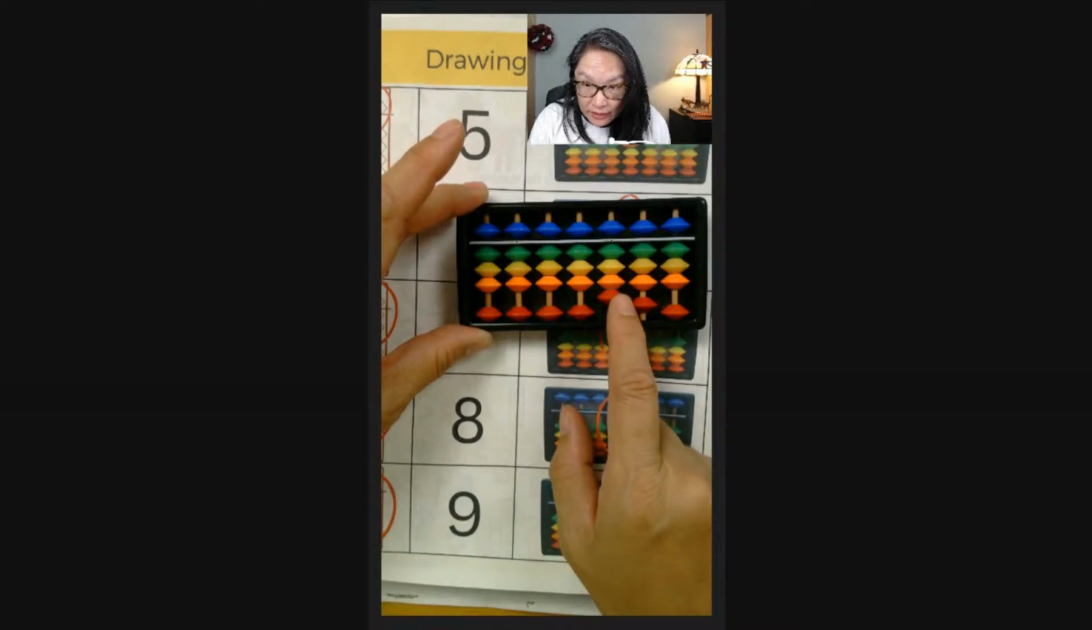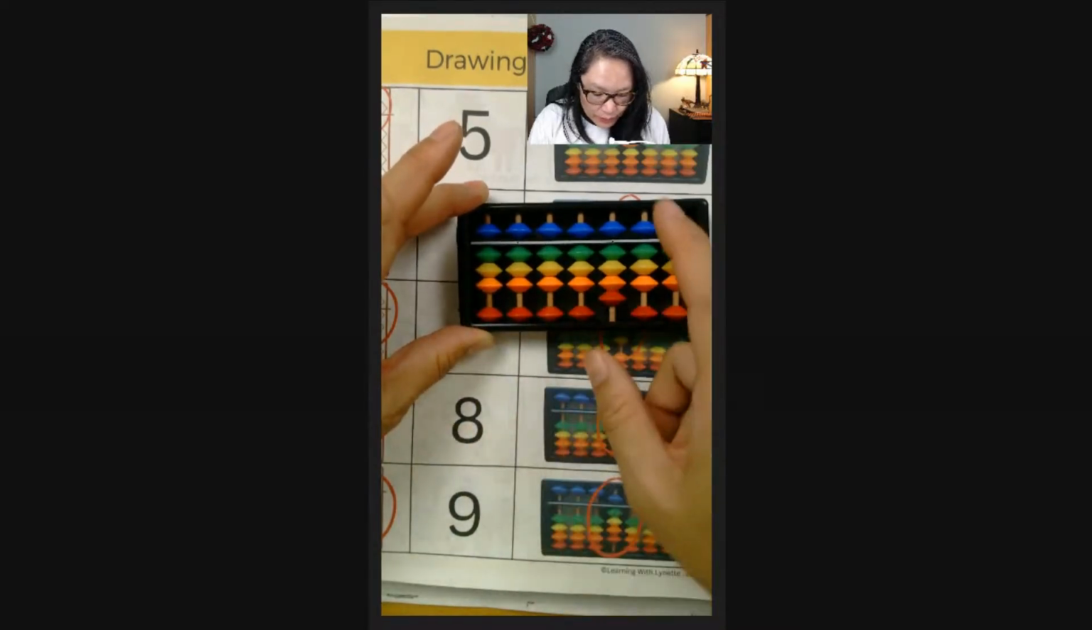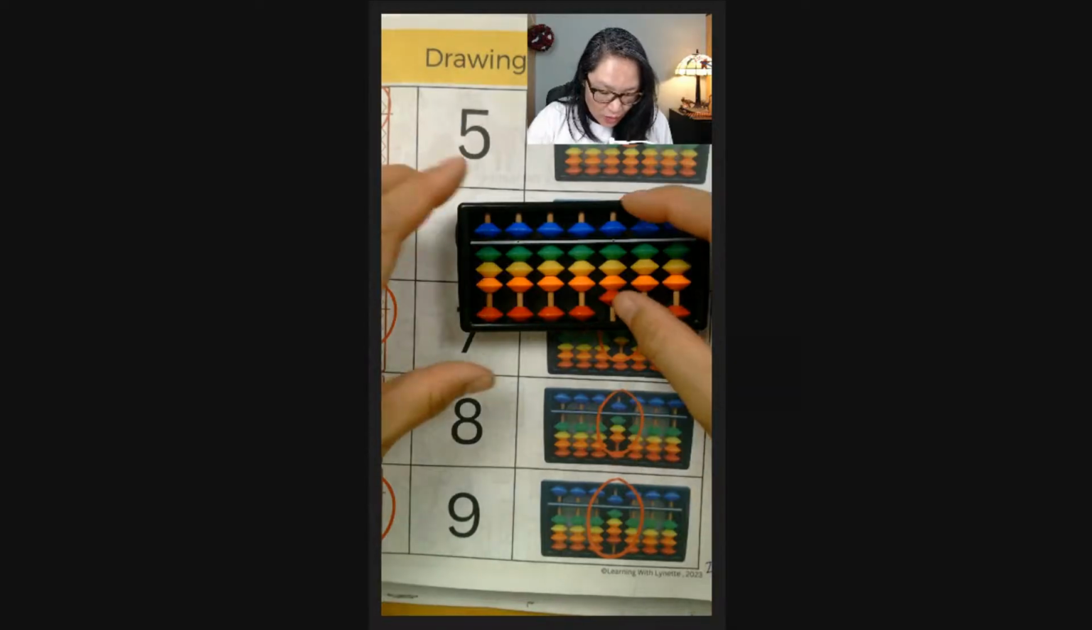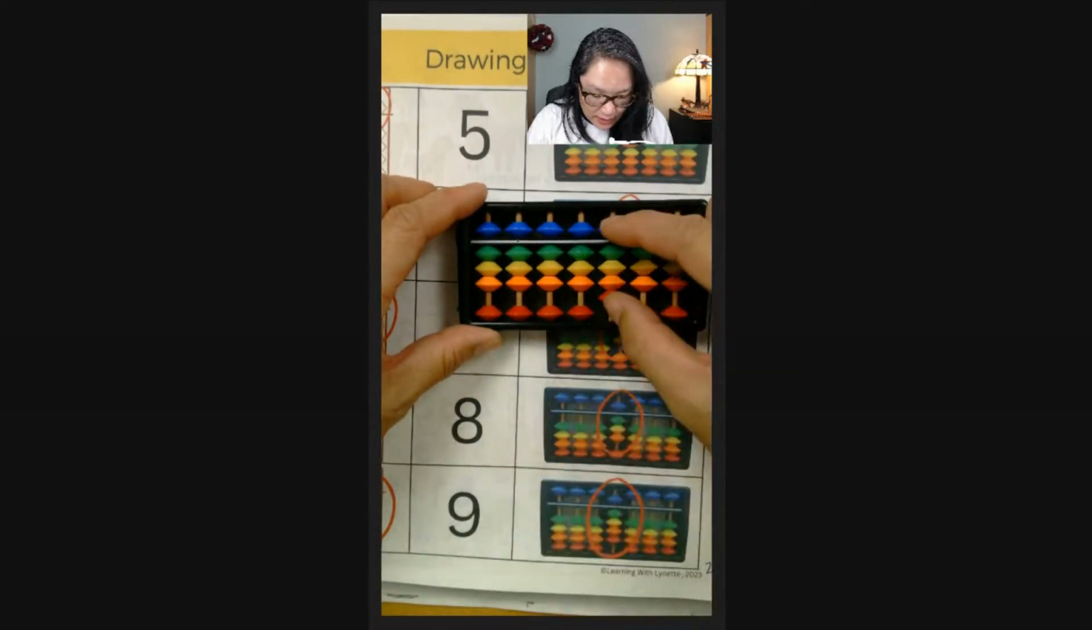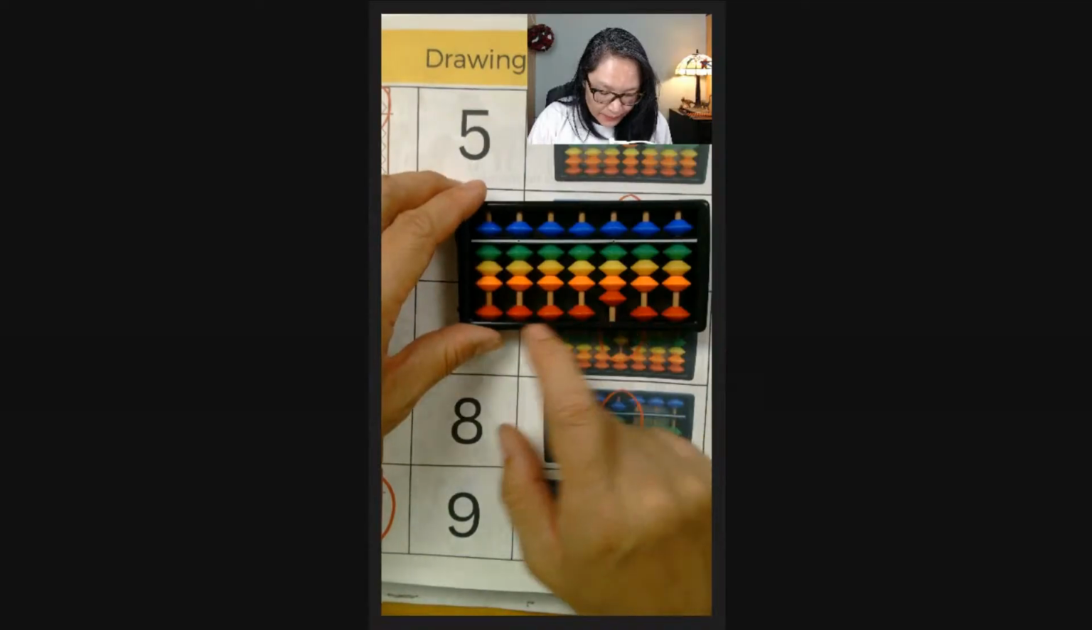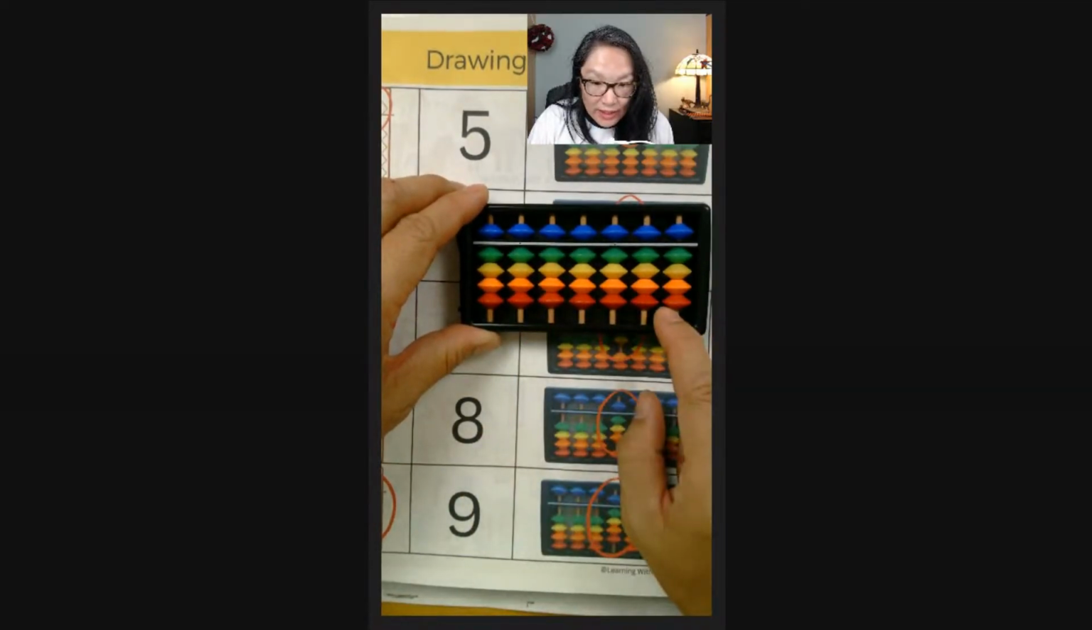And then we have 9. Well, how do I know this is 9? Because we have 5, 6, 7, 8, 9. Now, when we look at it, this is 8, this is 9. In comparison, we're just adding one more extra bead. That's it. So when I put all of this, these are all 9s.